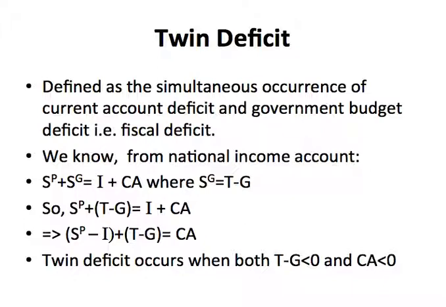So we know from national income accounts that total savings, which is the summation of private savings, SP, and public savings, SG, is equal to investment plus current account balance. This is something that I showed in the class, the derivation of this equation. This SG, the government saving, is equal to the difference between the tax that the government raises and the government expenditure.